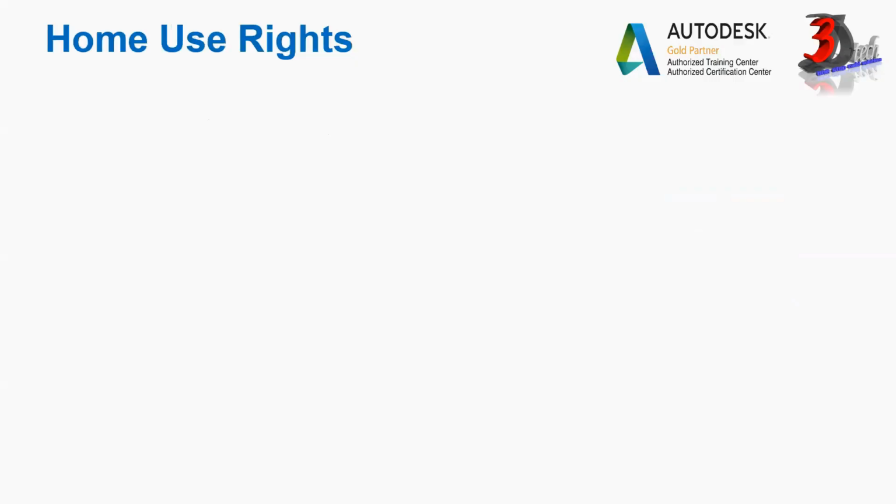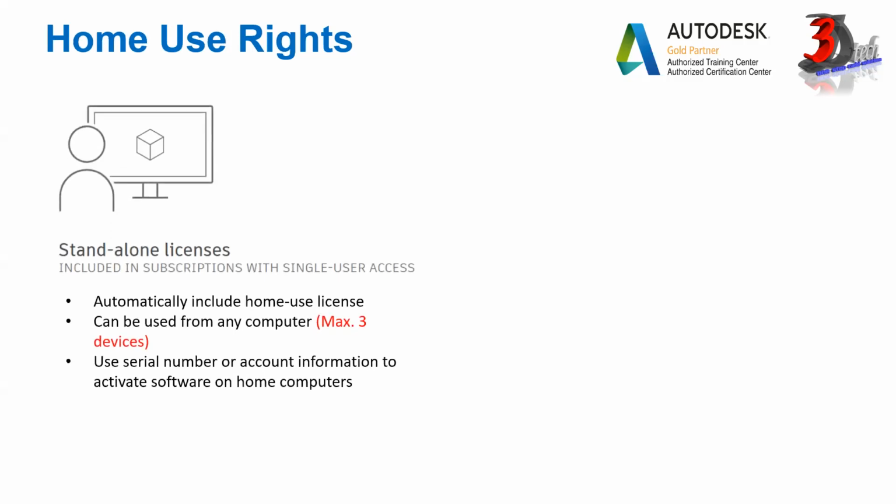On top of that, for active maintenance plan customers as well as active subscribers, you are entitled to home use rights. What we are going to address here is, first, the subscription with single user access. Number two is the perpetual license, and number three is the network license.